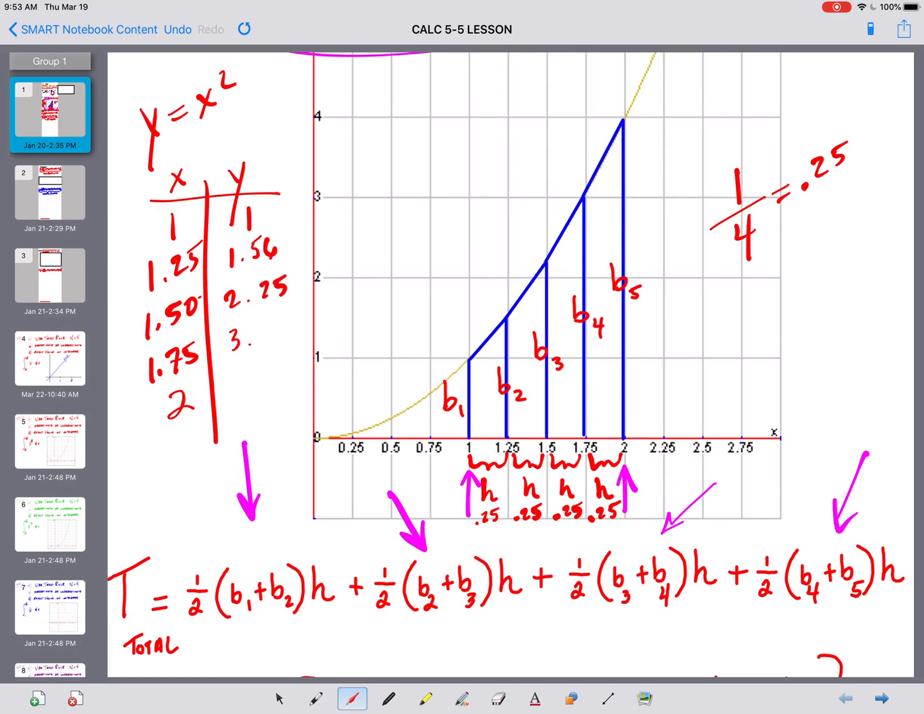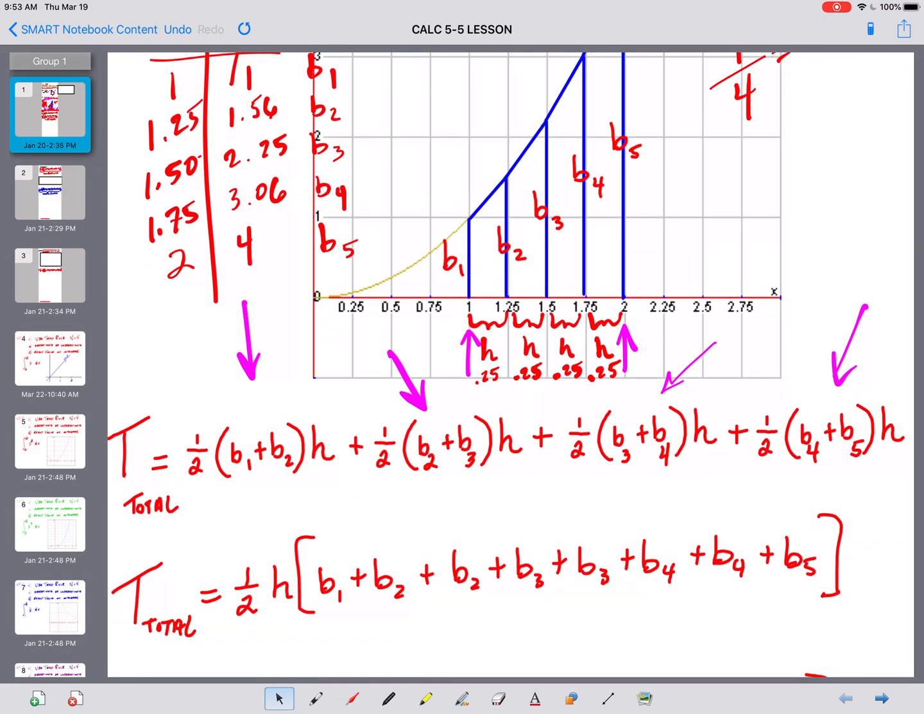2.25, 3.06, and I know the last one, 2 squared is just 4. There they are. Those are the y values. Those are the bases. Here's base 1. Here's base 2. Here's base 3. Here's base 4, and there's base 5. Let's go plug those into our equation down below.